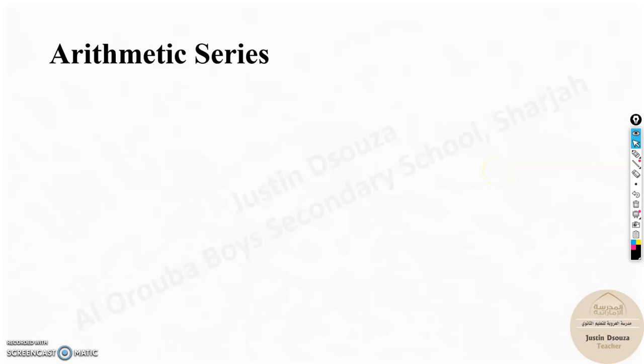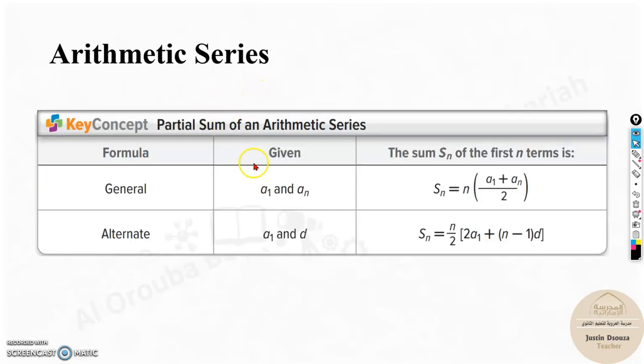Now we will look into arithmetic series. We know series in general means adding. So arithmetic series basically means adding terms. We had seen problems on partial sum. Now there are two set formulas. If you know the first term and the last term, the nth term, then you can use this general formula to easily find the sum of those terms.